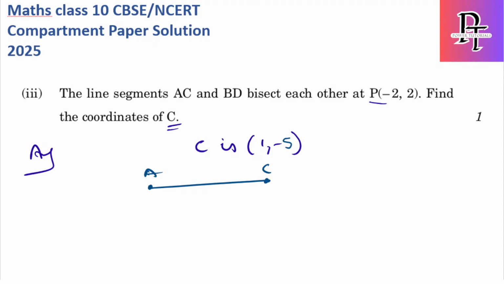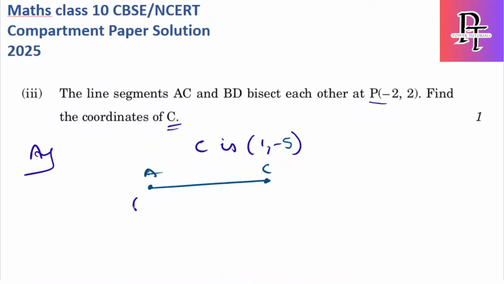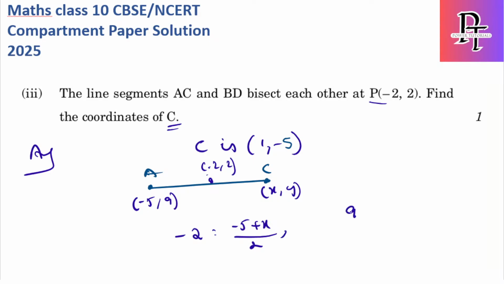Okay, so A value is how much? A is minus 5 comma 9. We have to get C point. Let's write it as x comma y, and the midpoint P they have provided is minus 2 comma 2. So the midpoint formula is x1 plus x2 by 2. So minus 2 is equal to minus 5 plus x by 2. Same way, for the y value, 2 is equal to 9 plus y by 2.